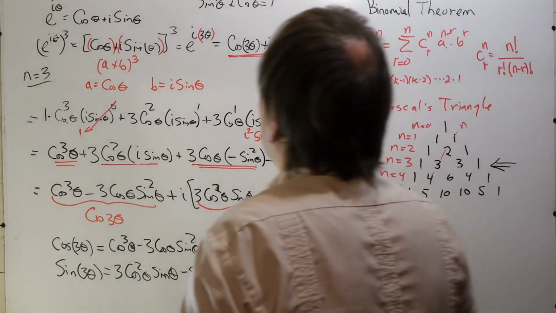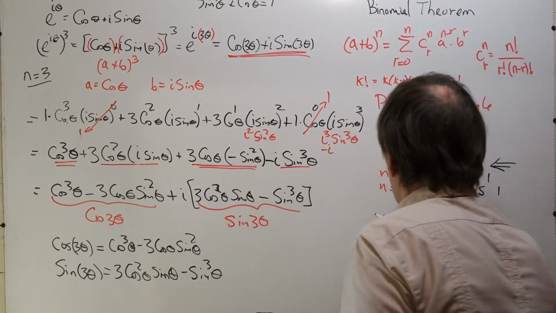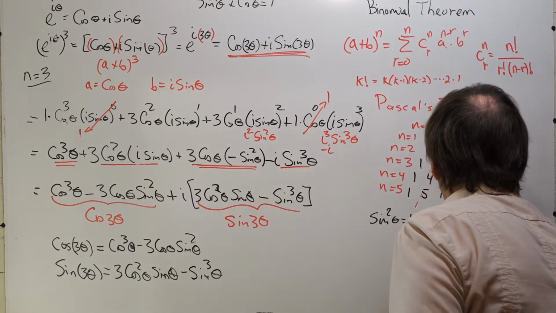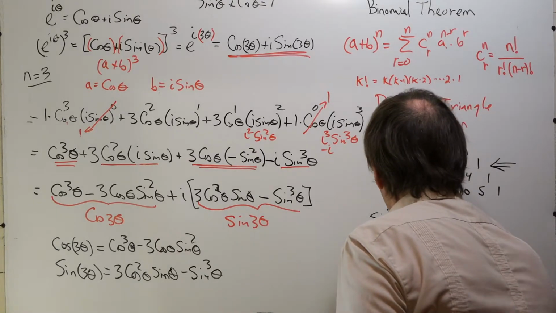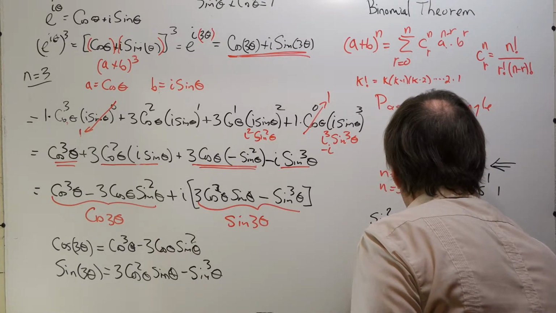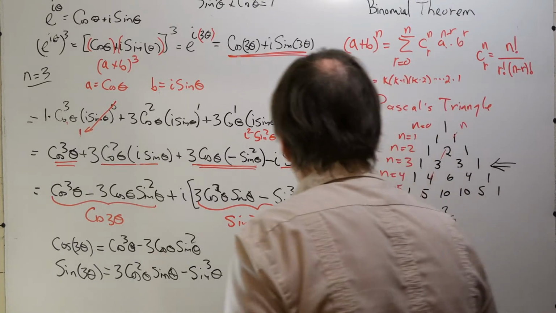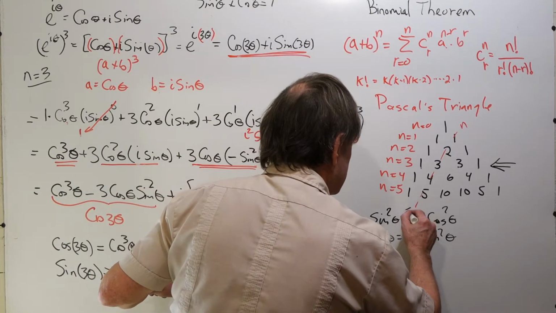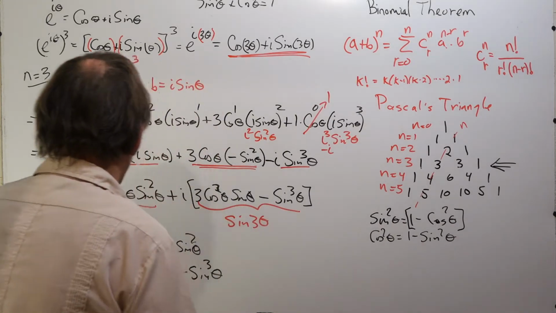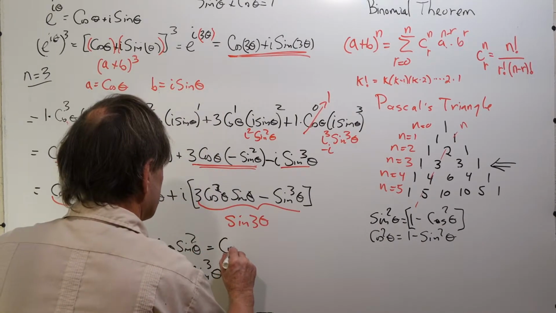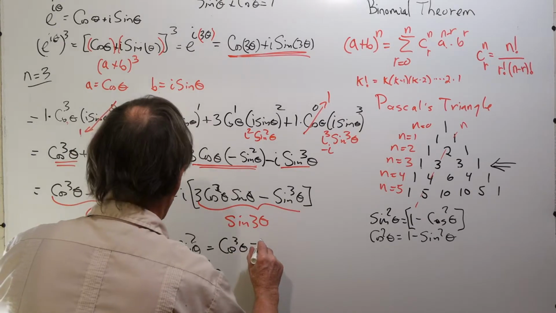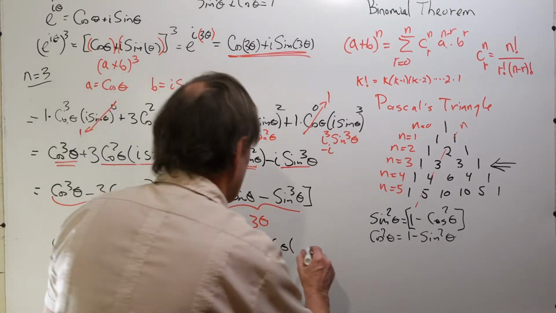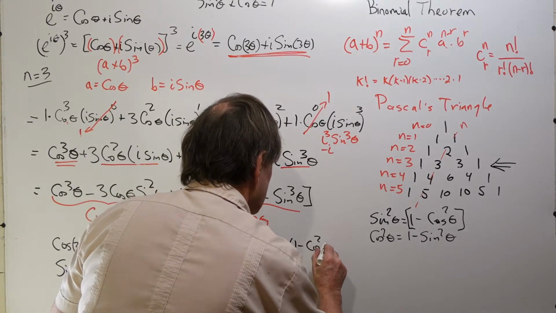Let me just put it right here. So we have sine squared of theta is 1 minus cosine squared of theta, and cosine squared of theta is 1 minus sine squared of theta. In this equation we have sine squared, so we'll substitute this in for sine squared. So we have cosine cubed theta minus 3 times the cosine of theta times sine squared, which is 1 minus cosine squared theta.